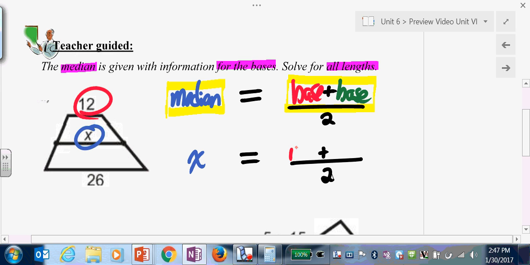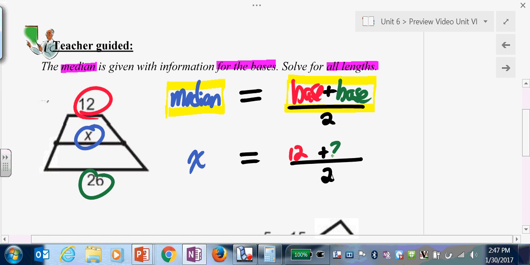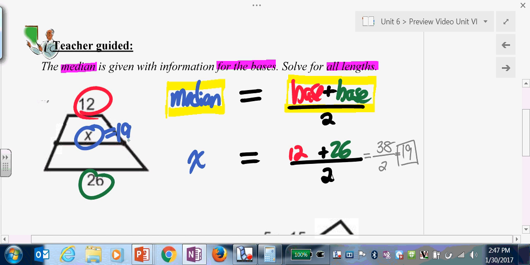One base is 12. The other base, you do your own math. Double check your math with mine. I'm getting a median equals 19 units.